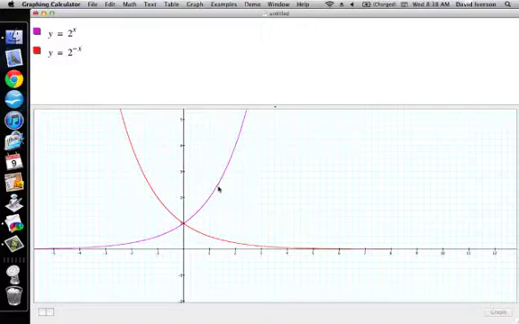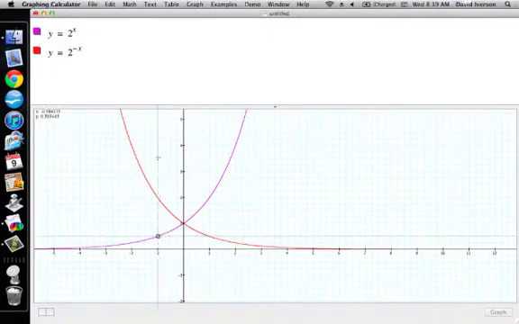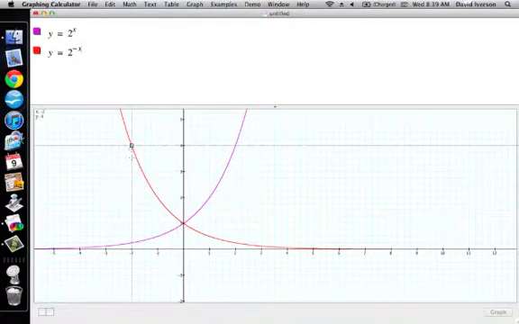So here, once again, if I plug in 2 on the pink up here, 2 to the second is 4, and then 2 to the negative second, so let me click up on this one, 2 to the negative 2 is also 4. So this is 2 squared where x is negative 2, and this is 2 squared where x is positive 2.